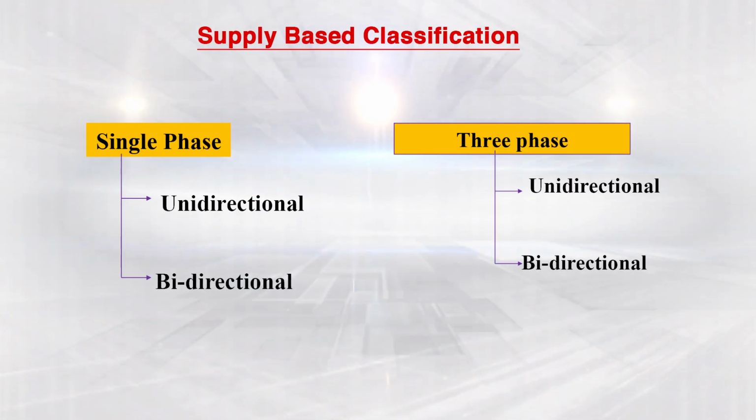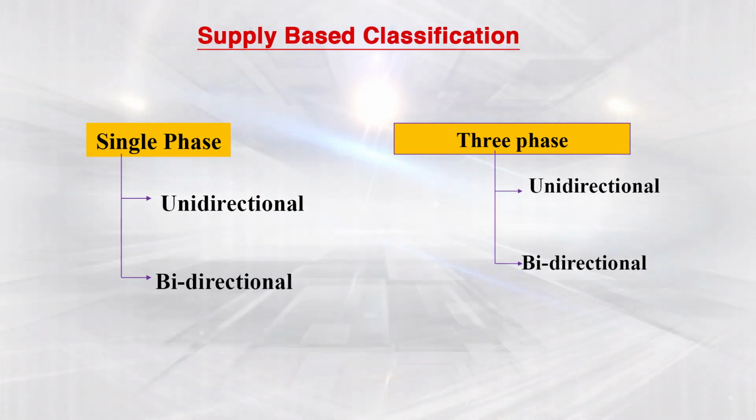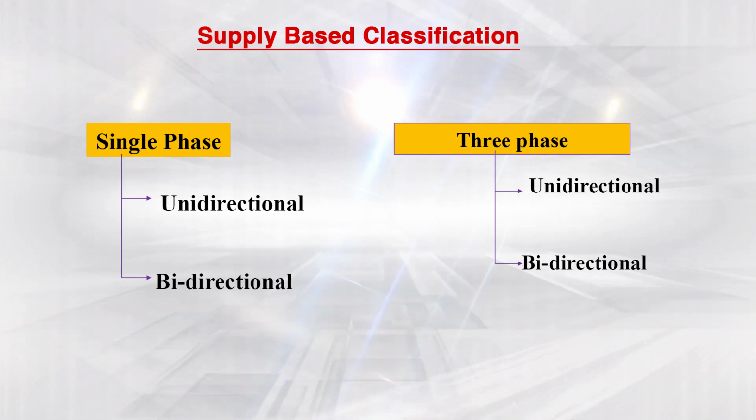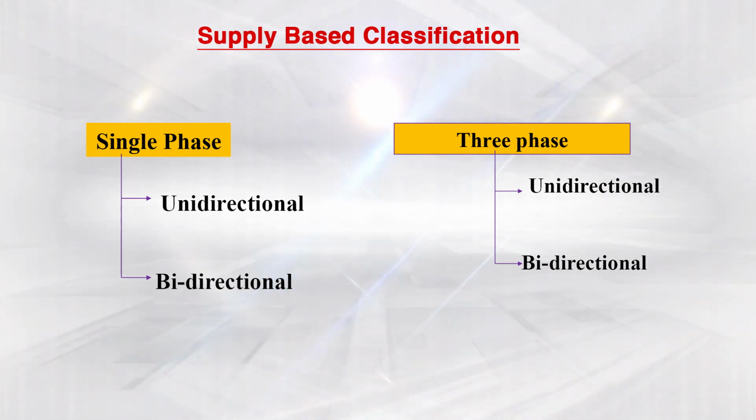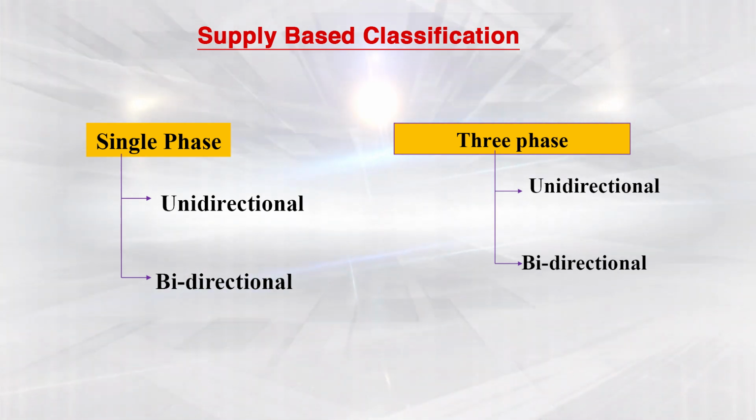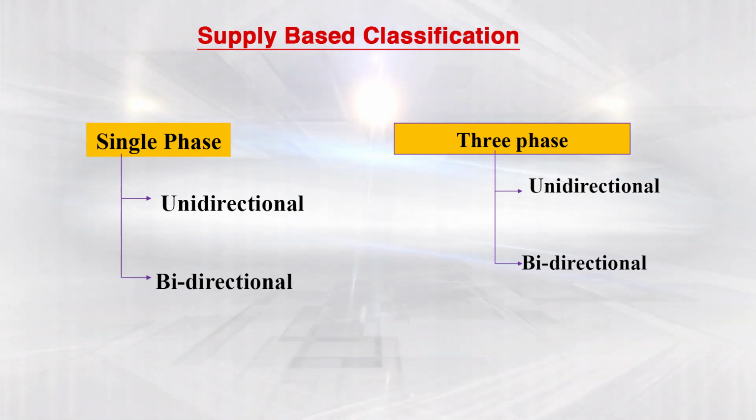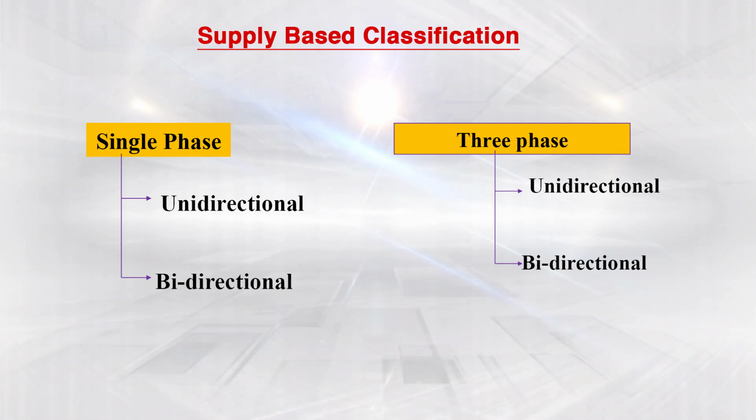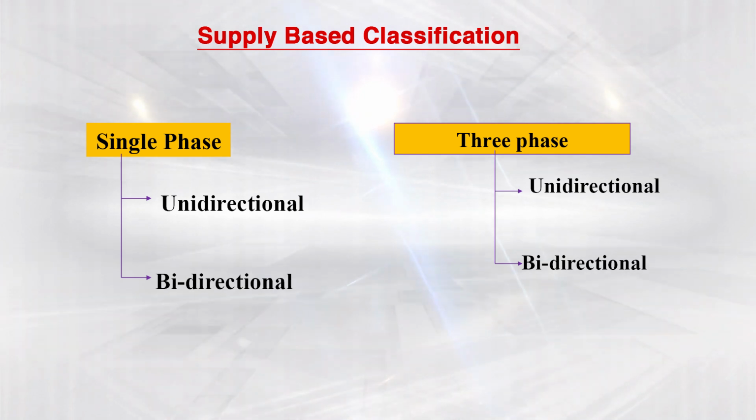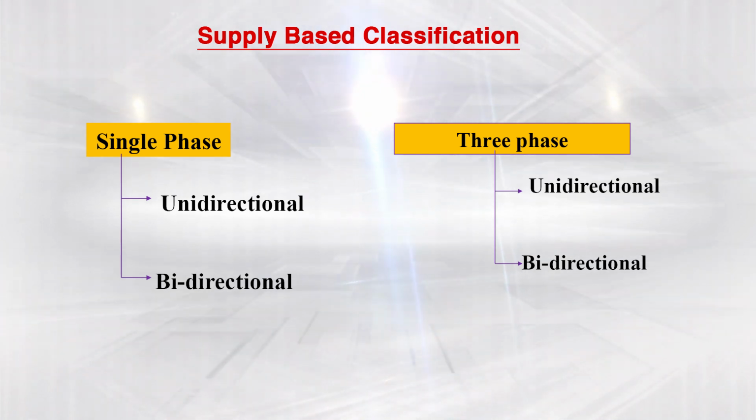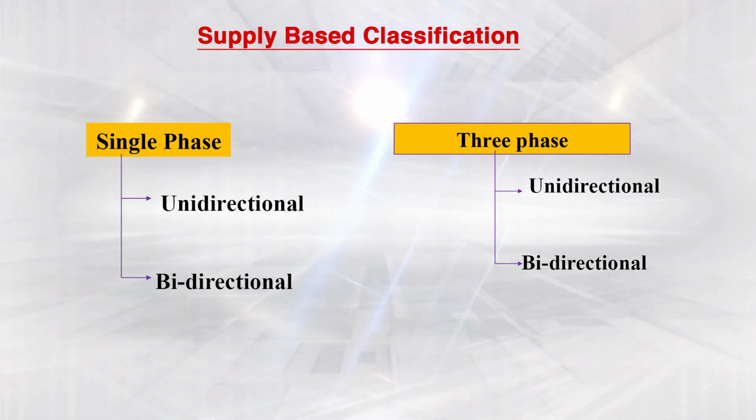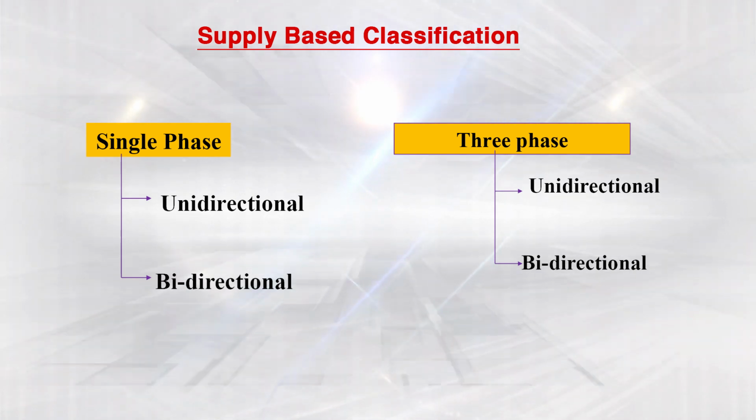So, here we have supply based classification. Supply is available in the form of single phase and 3 phase, and in single phase we may have unidirectional, where power is going from grid to vehicle only, and then we may have bidirectional. Nowadays vehicle to grid technology is very popular, and bidirectional converters are playing a vital role for injecting battery power or supporting the utility grid under peak load demand. So, for that operation bidirectional converters could play a major role.